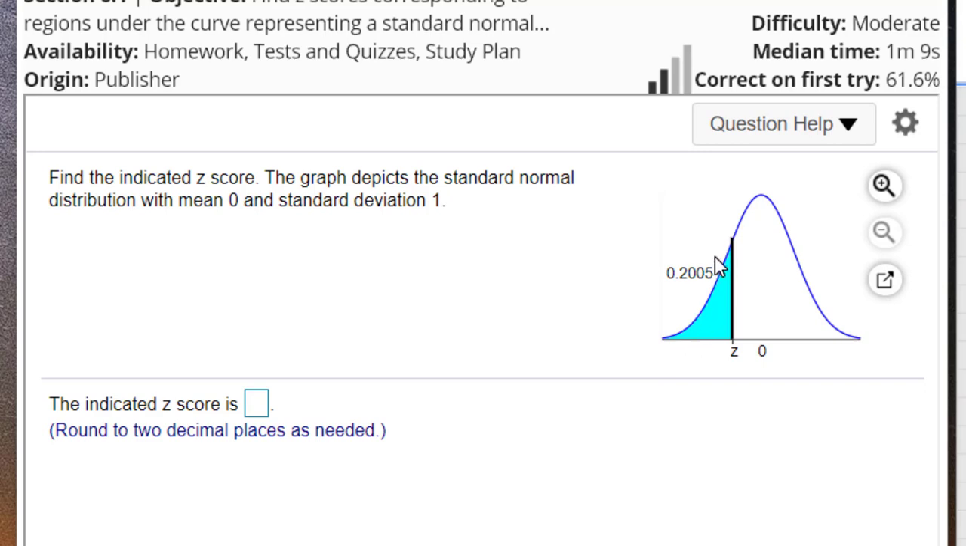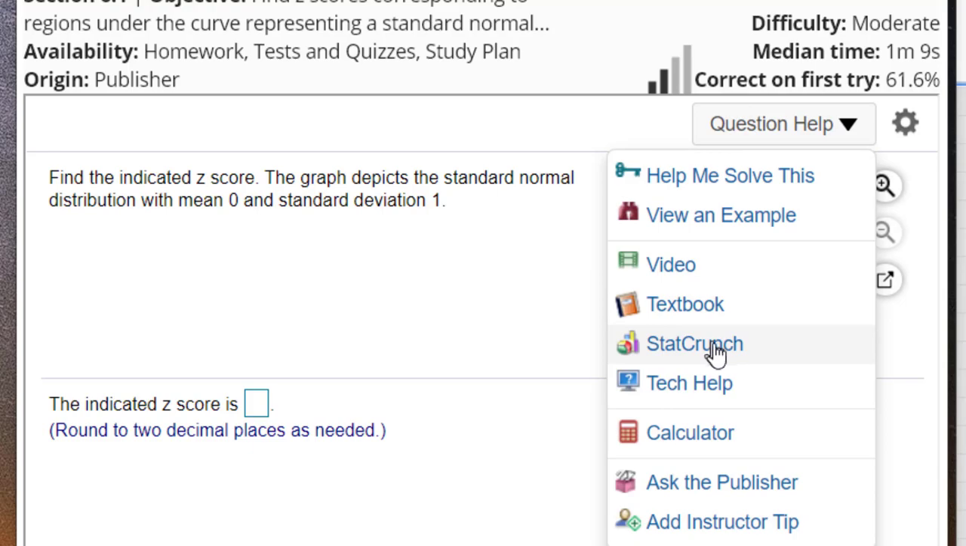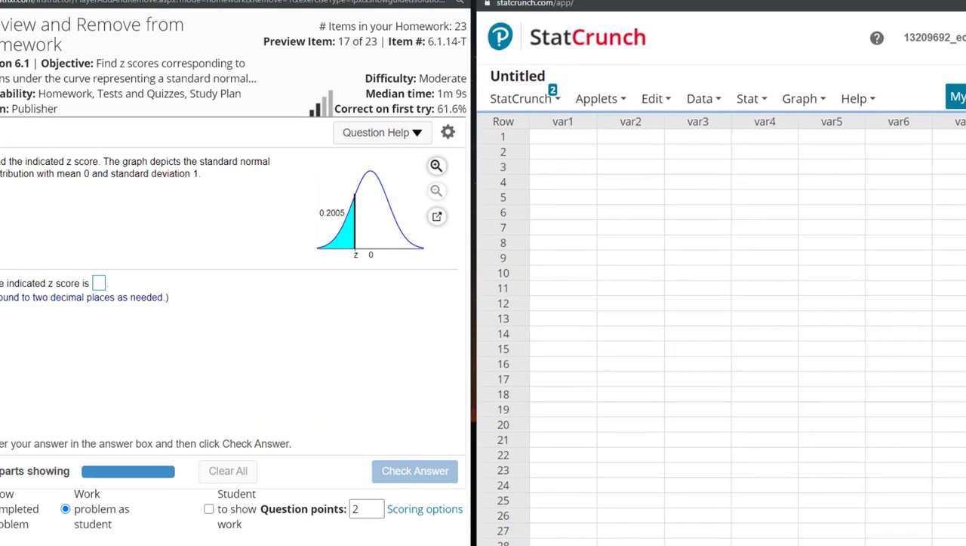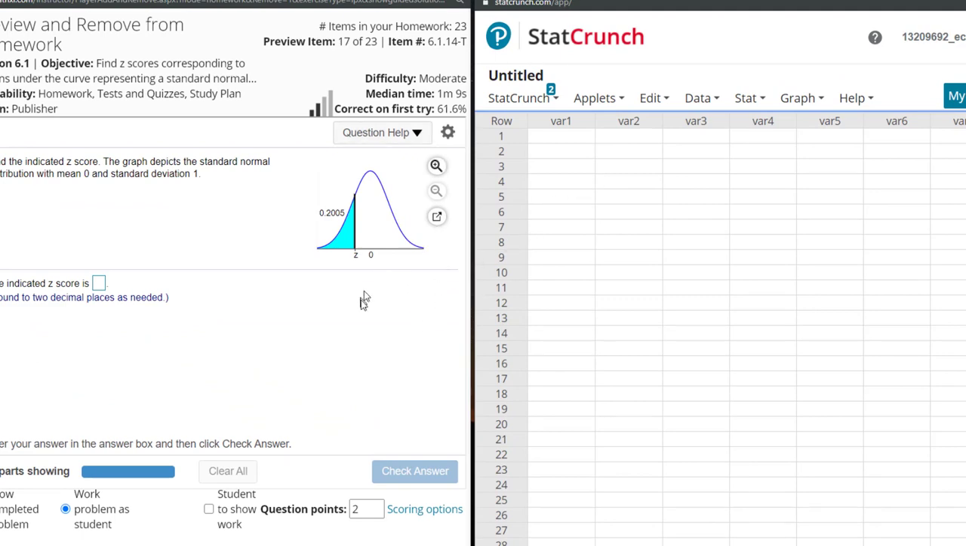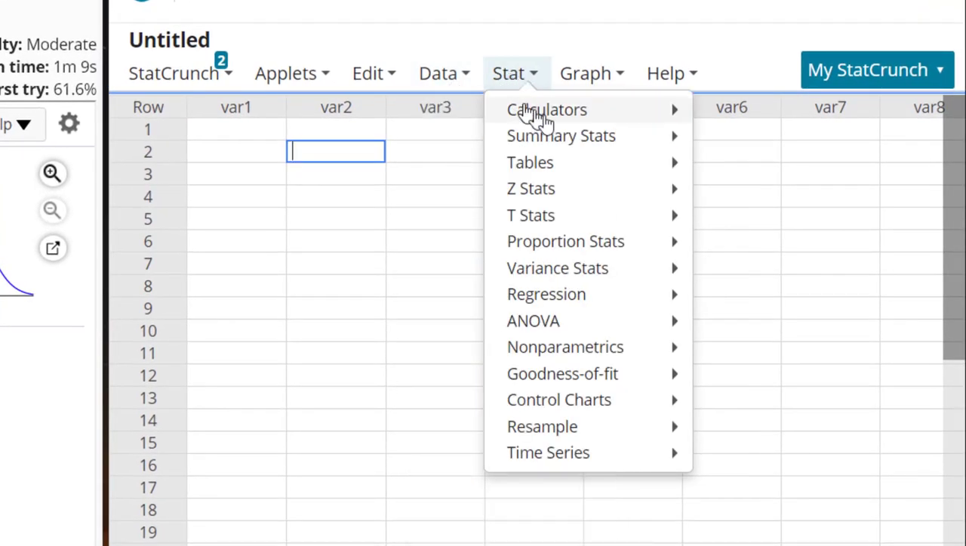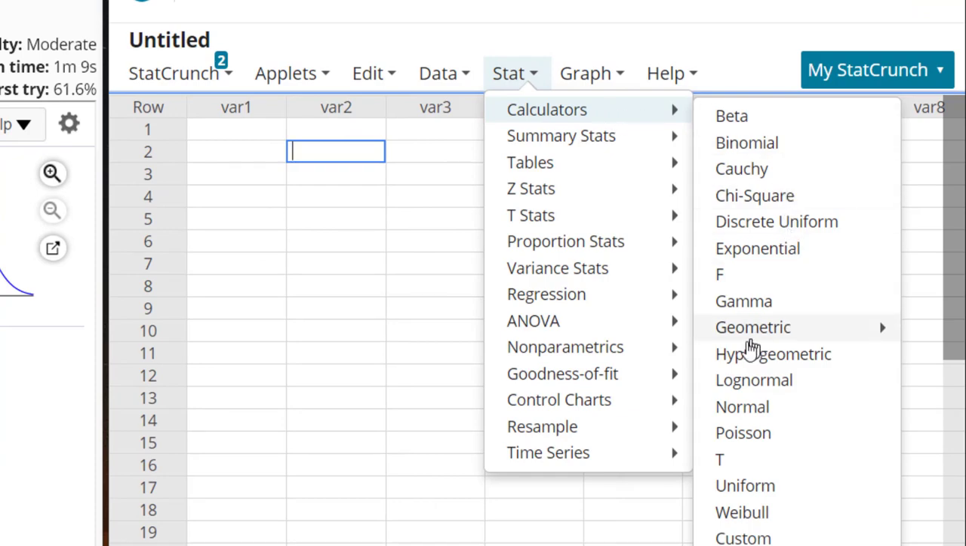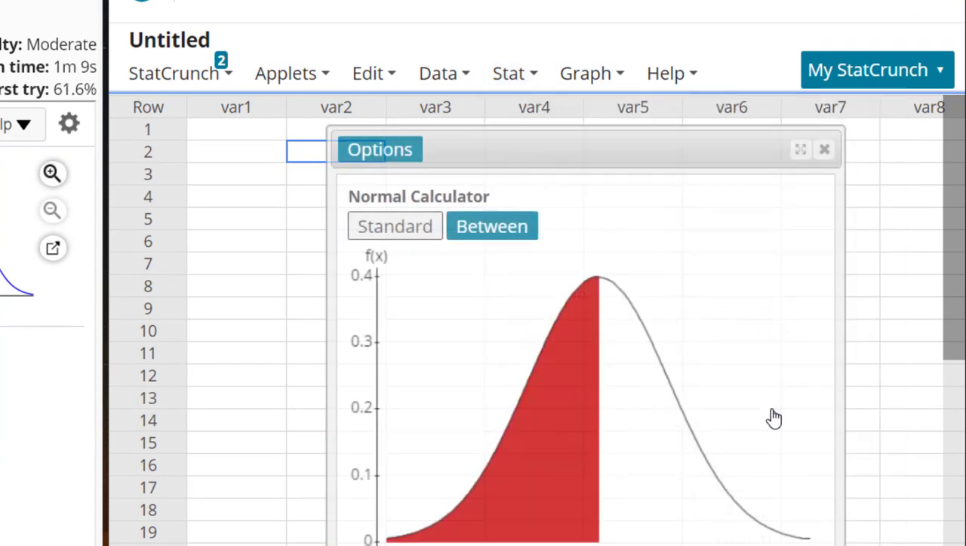So these problems, you'll use the same thing in StatCrunch that you used for finding shaded areas. You're going to use the normal calculator. When you open up StatCrunch, using this drop down arrow, position it side by side with your problem so you can see both the problem and StatCrunch. Then go to Stat, go to Calculators, and then open up Normal Calculator.